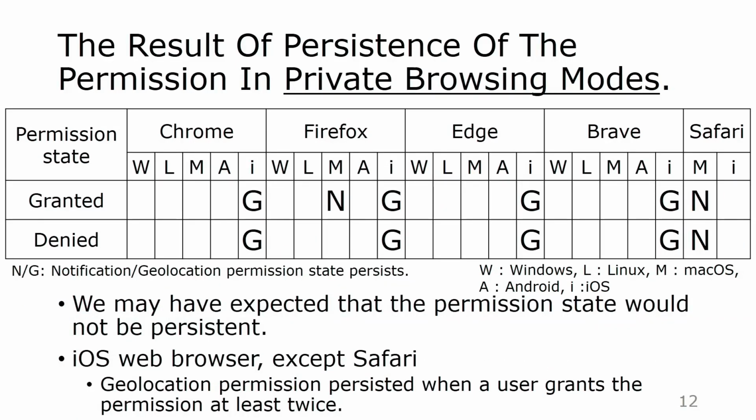So this table summarizes the result for private browsing mode. In private browsing mode, we expect that the granted permission is not persistent. However, we found several exceptions. iOS third-party web browsers were different from other browsers. Geolocation permission persists when the user grants the permission at least twice.